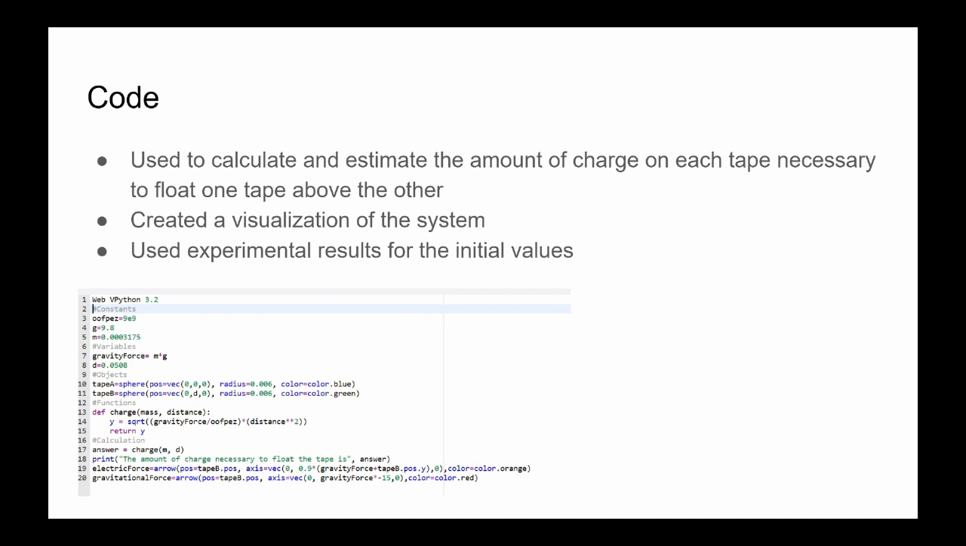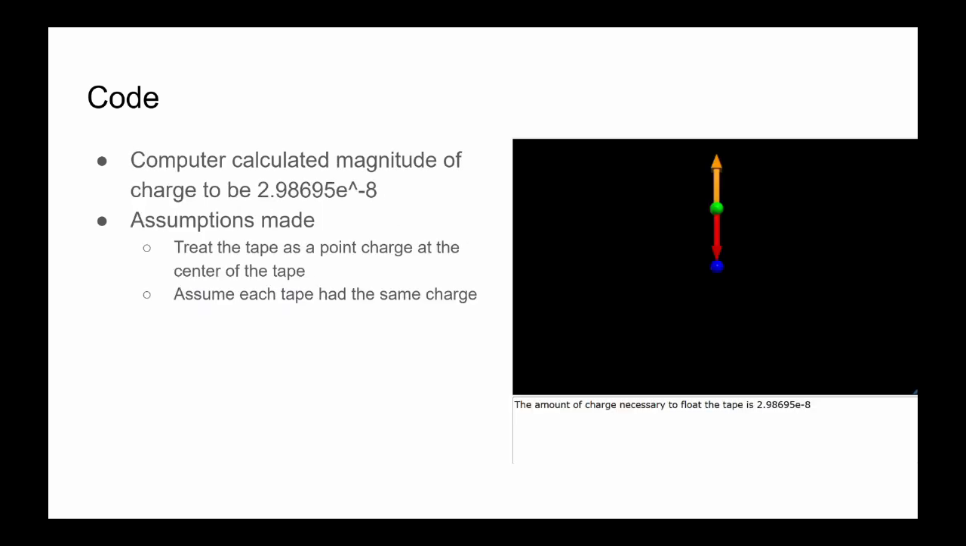And the code that I used to make sure that I did this right, I used it to calculate and estimate the amount of charge on each tape necessary to float one tape above the other, and I created a visualization of the system. For the initial values, I used the results, like the mass of the tape and the distance between the tapes, what I found in the experiment. And as you can see, the computer calculated the same magnitude of charge, so 9.8695 times 10 to the negative 8.